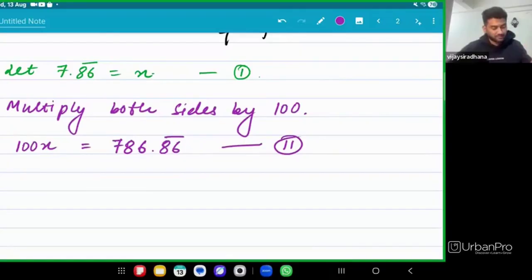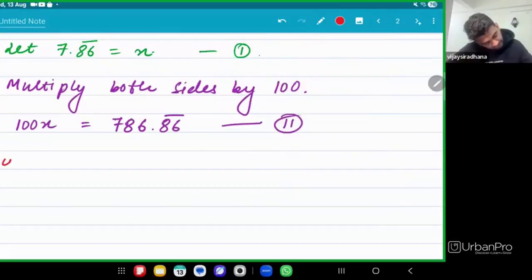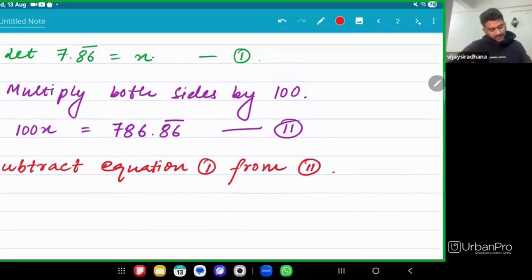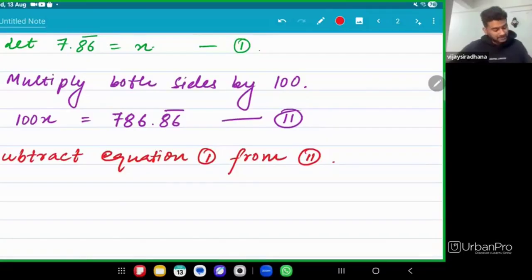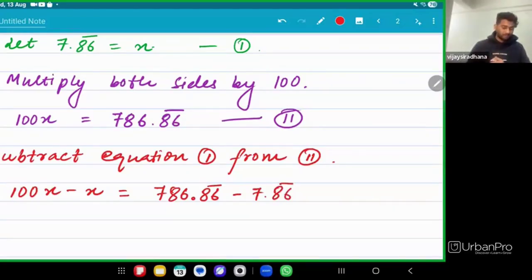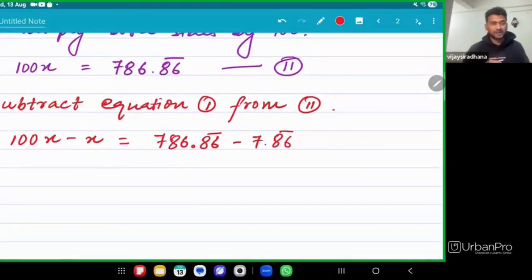Now again the same thing: subtract equation 1 from equation number 2. So 100x minus x is equal to 786.86 bar minus 7.86 bar. 100x minus x would be 99x, and the 0.86 bar and 0.86 bar will get cancelled, and 786 minus 7 would be 779.